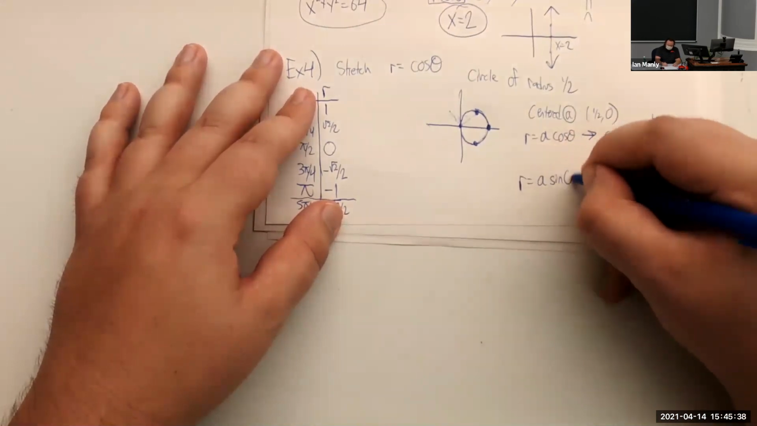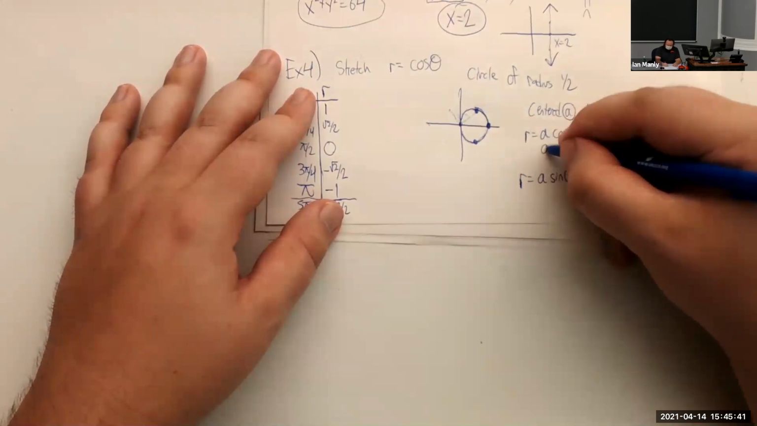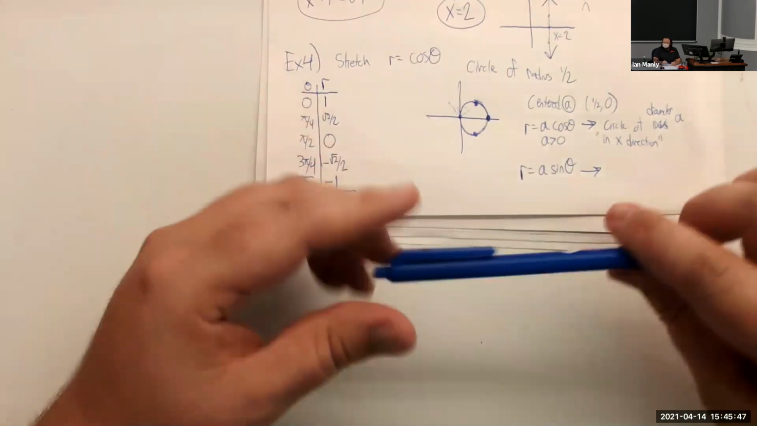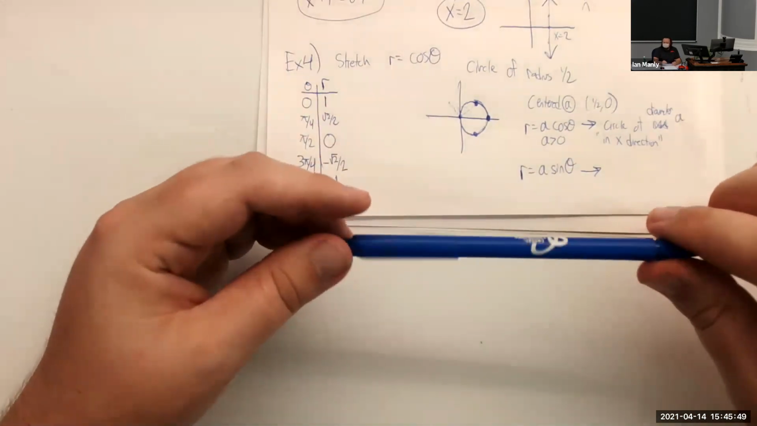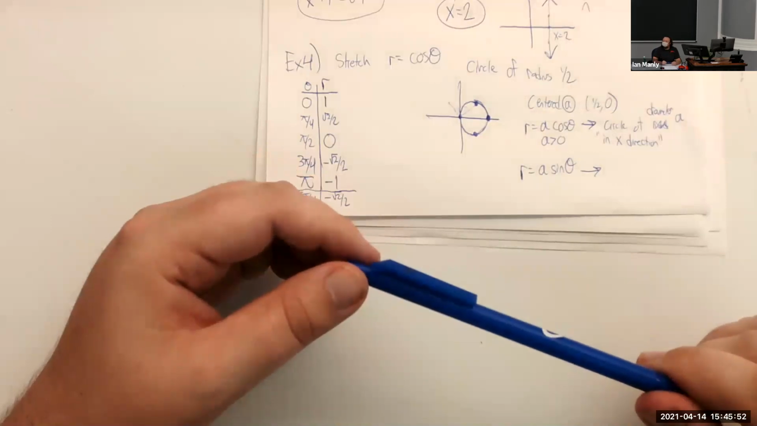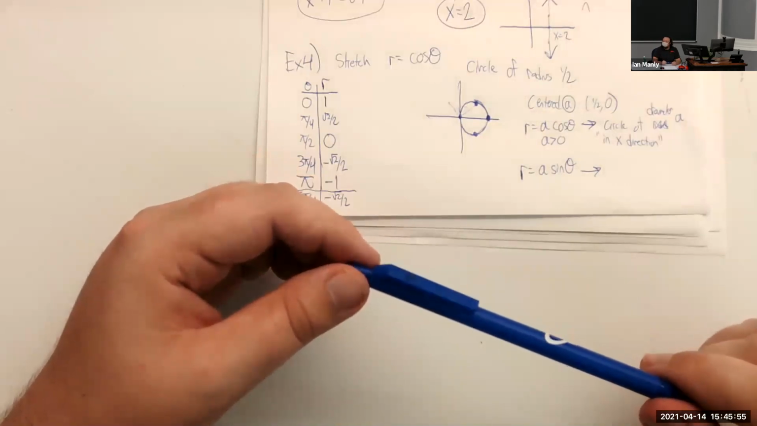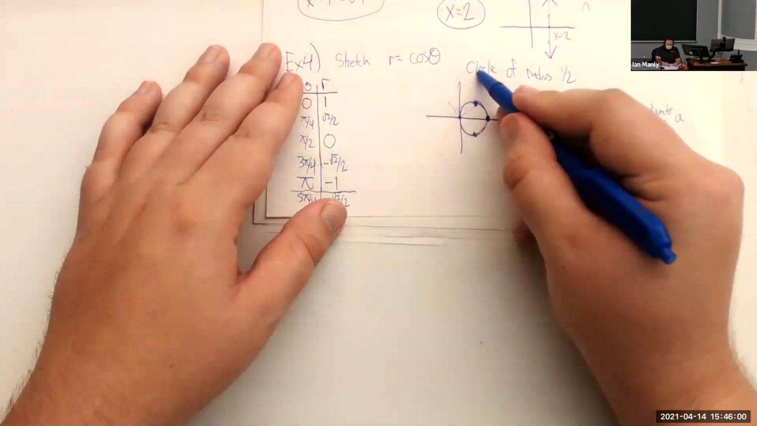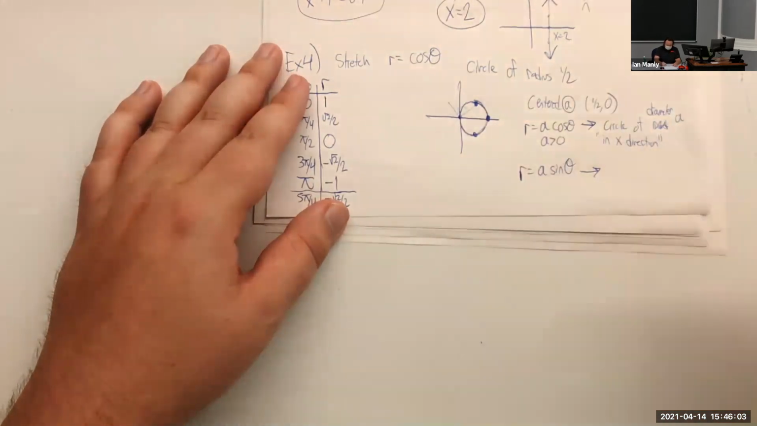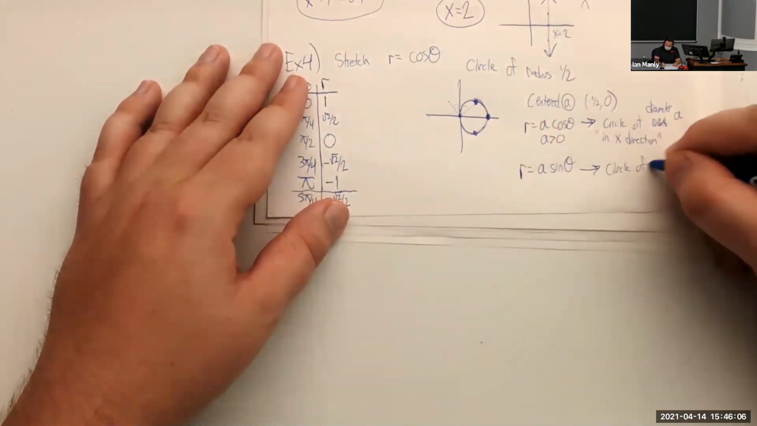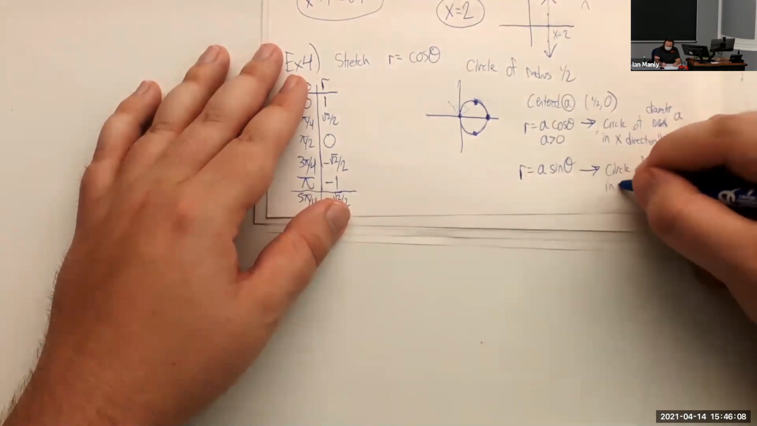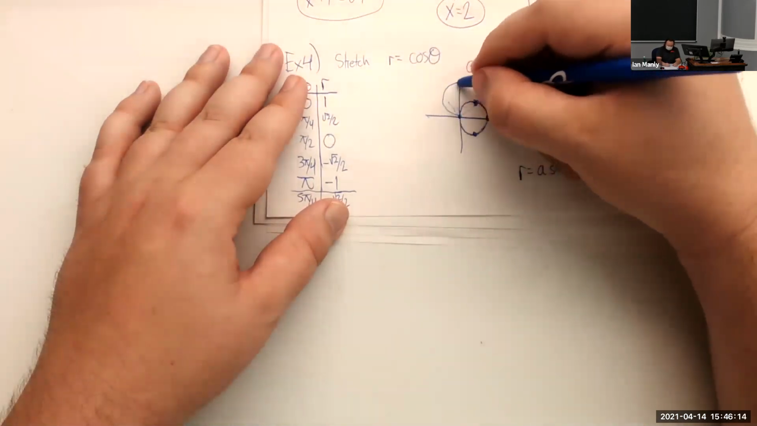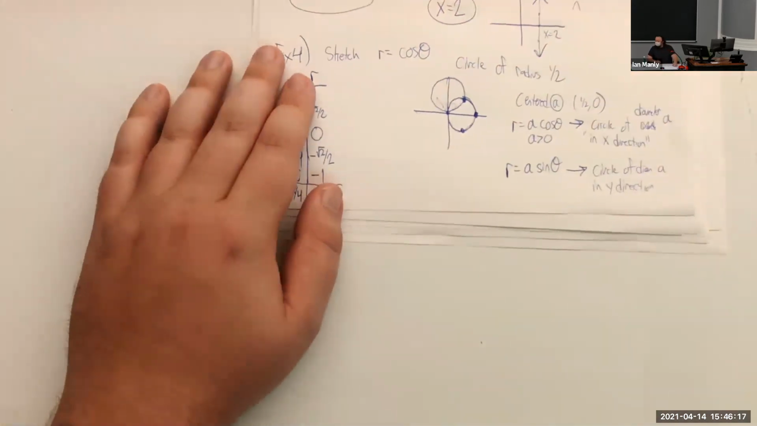r equals a sine of theta. Oh, I guess I'm assuming a is greater than 0. So what about r equals a sine of theta? What do you think that would be? Yeah, that's right. So this one's going to be tangent to the x-axis, and it's going to extend in the y direction. It's going to have a diameter a in the y direction. That's right. So this would be like, say, r equals sine of theta right here.